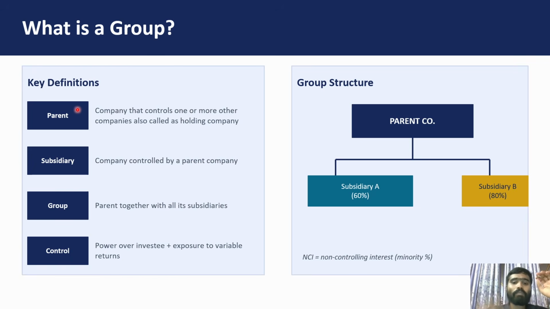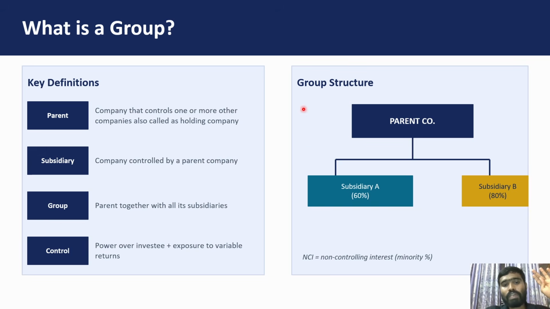And when we bring parent and subsidiary together, it is called a group structure. Example, Reliance: it has a telecom company, it has an oil company, it has manufacturing. When we bring all the companies together, the owner is the same, it is called a group structure.